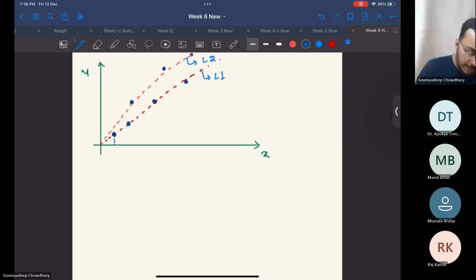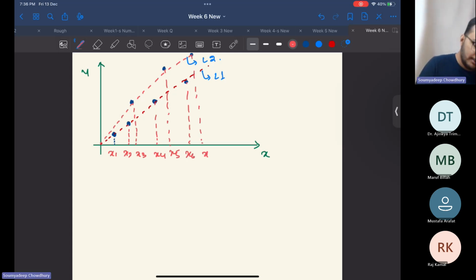Yeah. So let me mark all these points. Let this be x1, this be x2, this point be x3, this be x4, this x5, x6, and this be x7. So first we will take line 1. According to line 1, you will have some equation, say y equals a0 plus a1x. And for line 2, you have say y equals a2 plus a3x.